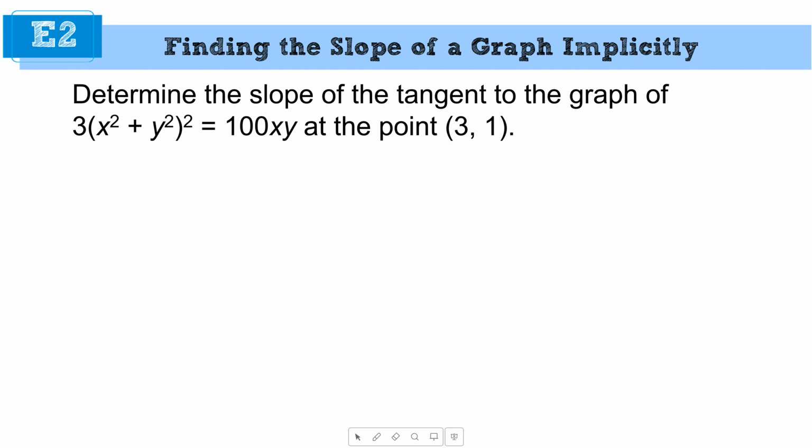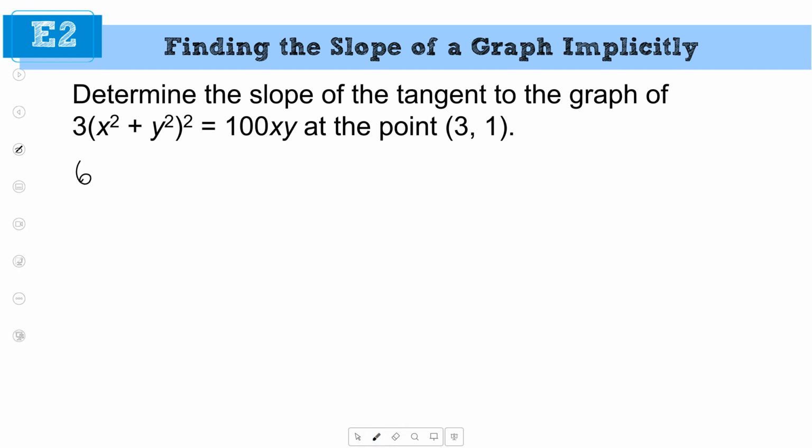Determine the slope of the tangent of the graph of that thing at (3, 1). I'm going to keep the simplifying to a minimum here because I know that I'm going to plug in 3 for x and 1 for y to answer the question. And I didn't ask you for the equation of the tangent line, I just asked you for the slope. So I'm going to find the derivative, and that's it, I'm done. Okay, here we go.